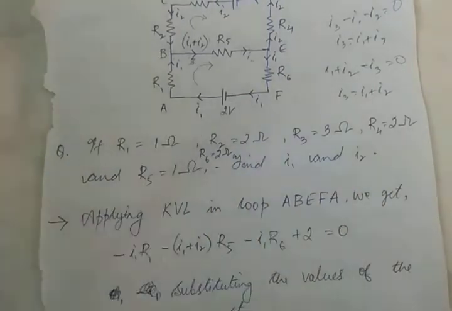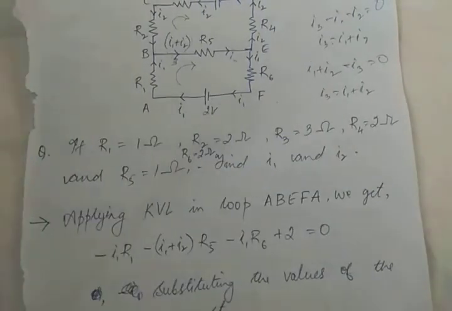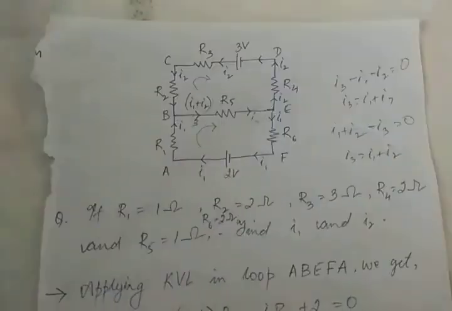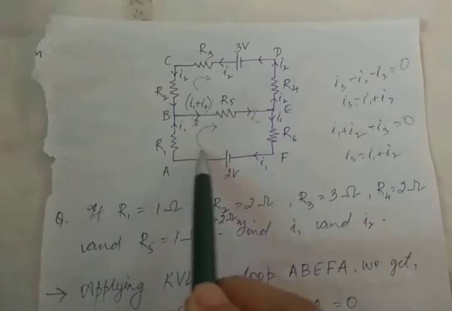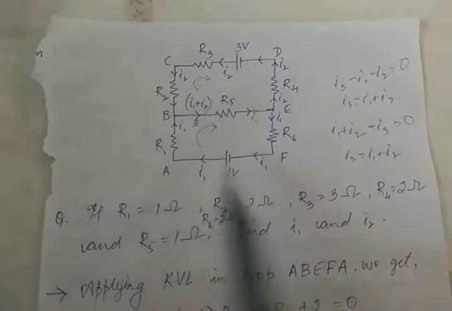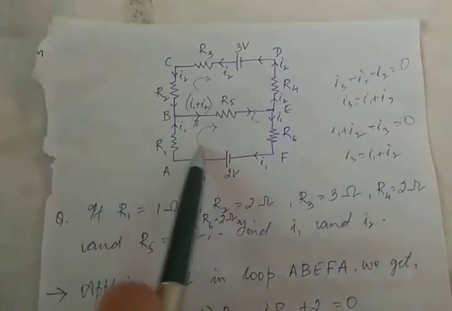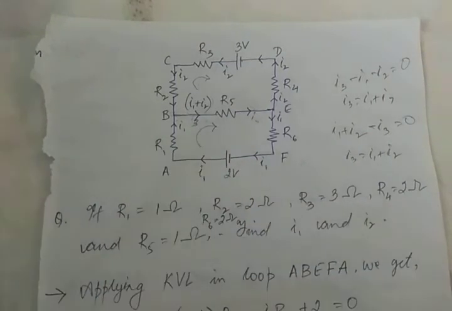meaning the lower loop. Okay, so what we get is, in order to apply Kirchhoff's voltage law, don't forget, we first of all need to choose a direction of movement, either clockwise or anti-clockwise. Here I have taken a clockwise direction of movement. I will show you in the other example when we take anti-clockwise direction of movement. So we choose clockwise direction of movement.